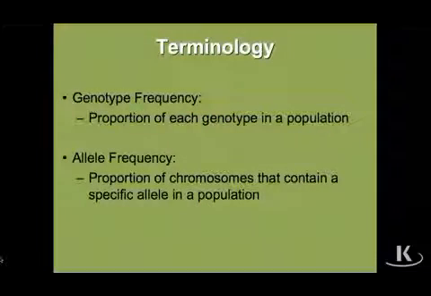Now what about allele frequency? It is the proportion of chromosomes that contain a specific allele in a population. Suppose, again, we were talking about sickle cell disease in a population. We would be talking about the beta globin gene. And in the population, there would be two different alleles for beta globin. There would be normal alleles for beta globin and mutant or sickle alleles for beta globin.